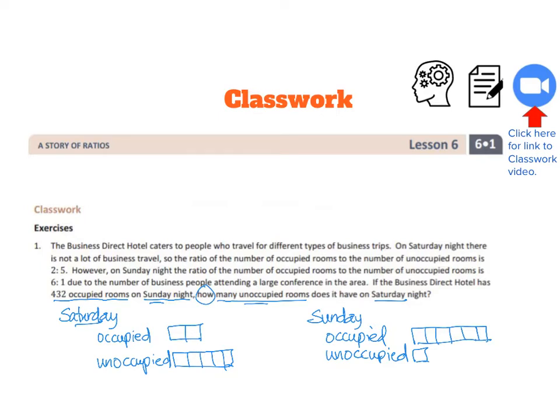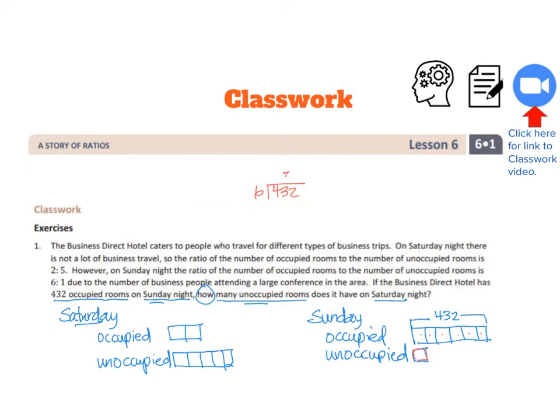So the other thing they told me is the hotel has 432 occupied rooms on Sunday. So I know that this occupied represents 432 rooms. So to me, we've got a division problem. I'm going to go in here and change this. So I'm going to take 1, 2, 3, 4, 5, 6. That's 6. And I'll do my work up here. 432, and I'm dividing that by 6 to find out what each of these units is equivalent to.